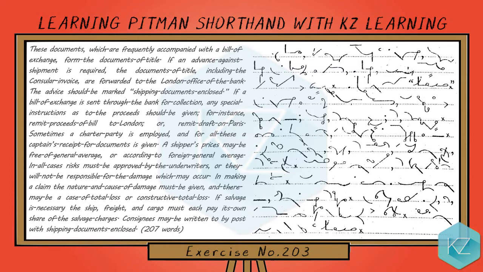case of total loss or constructive total loss. If salvage is necessary, the ship, freight and cargo must each pay its own share of the salvage charges. Consignees may be written to by post with shipping documents enclosed. Full stop.